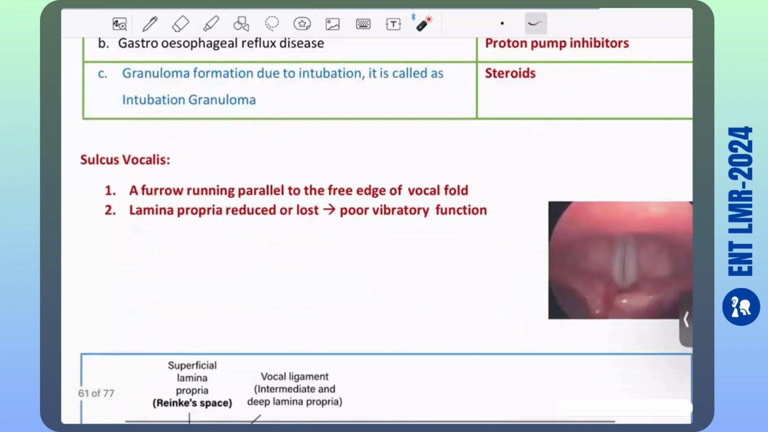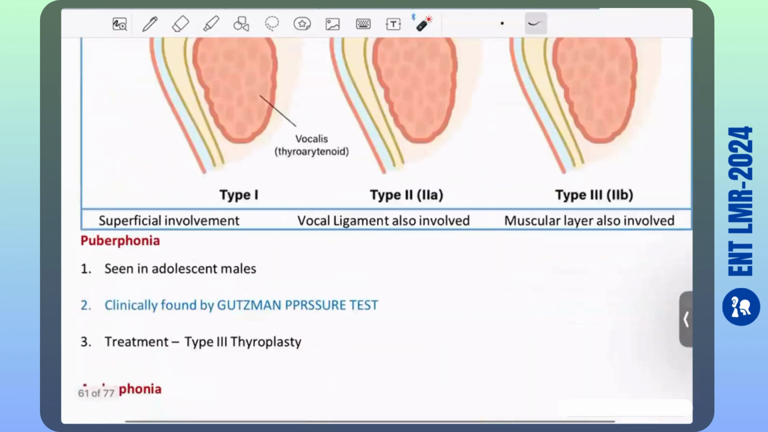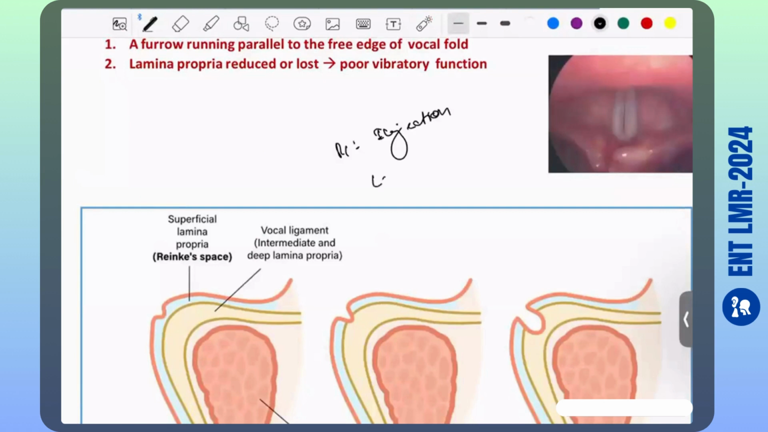Sulcus vocalis: a small furrow running parallel to the edge of the vocal cord is called sulcus vocalis. The treatment for sulcus vocalis is injection laryngoplasty.